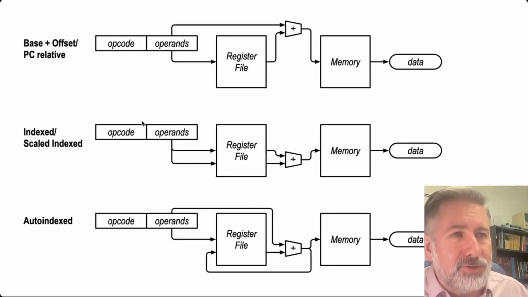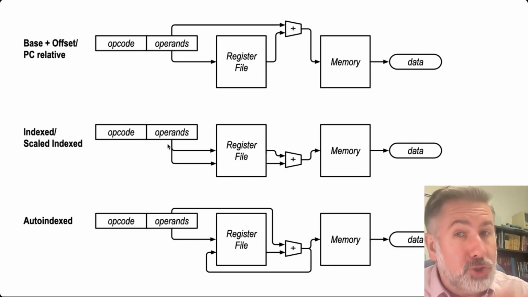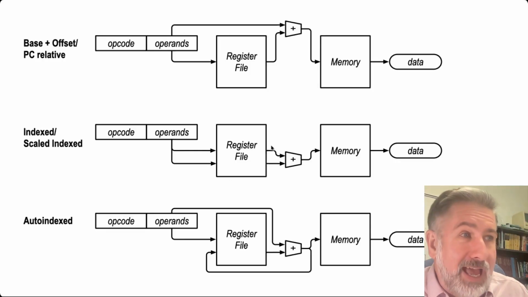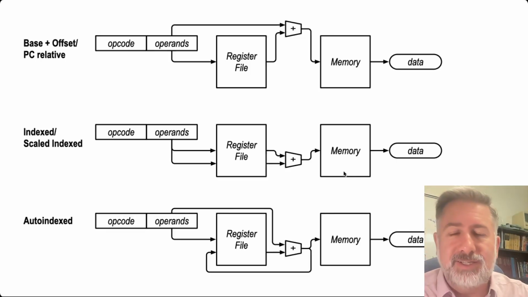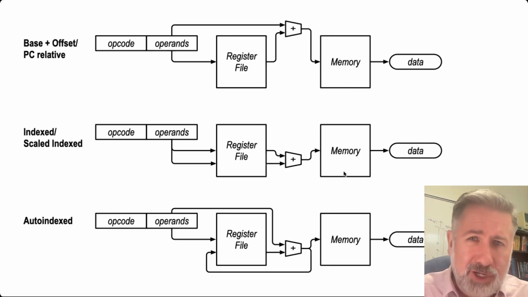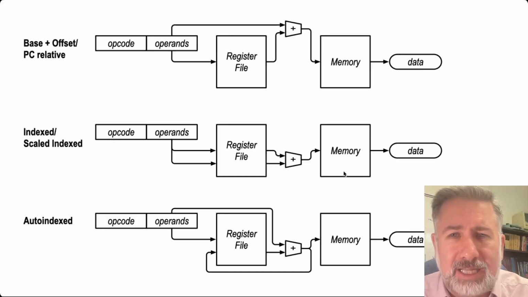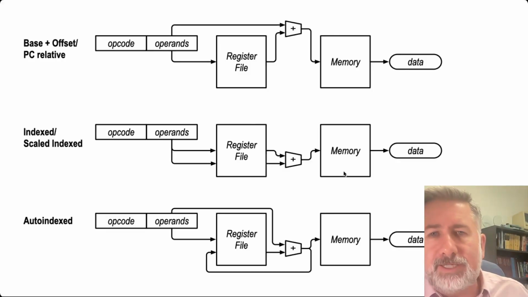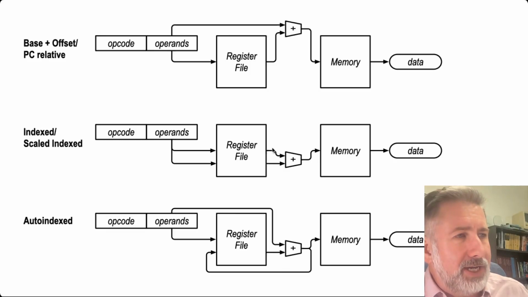Then you have indexed or scaled addressing. This is where the operands specify two registers, and then the register file looks up both of those registers, adds them together, and then uses that as the address in memory. This is very common in a lot of modern assembly languages. The scaled version, we'll see there are some instruction set architectures that allow you to actually scale one of the offsets before you add it together.